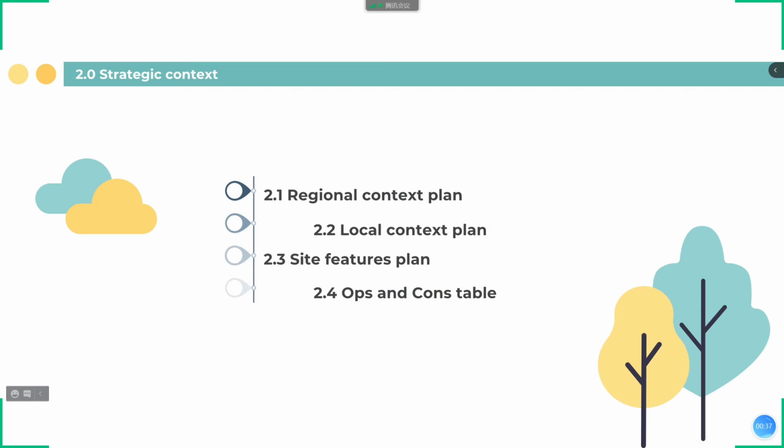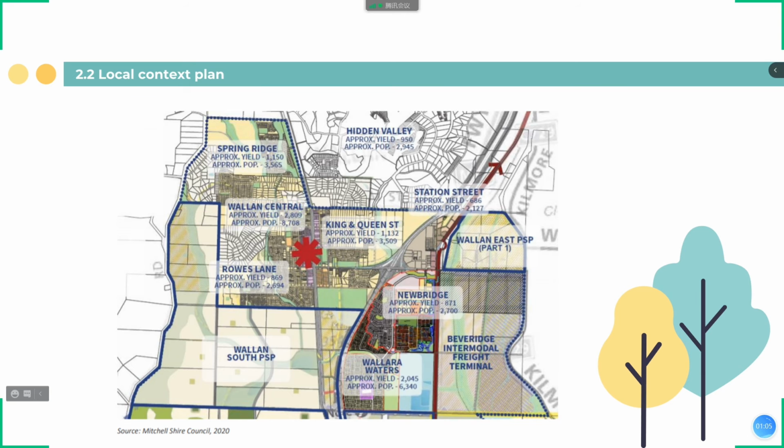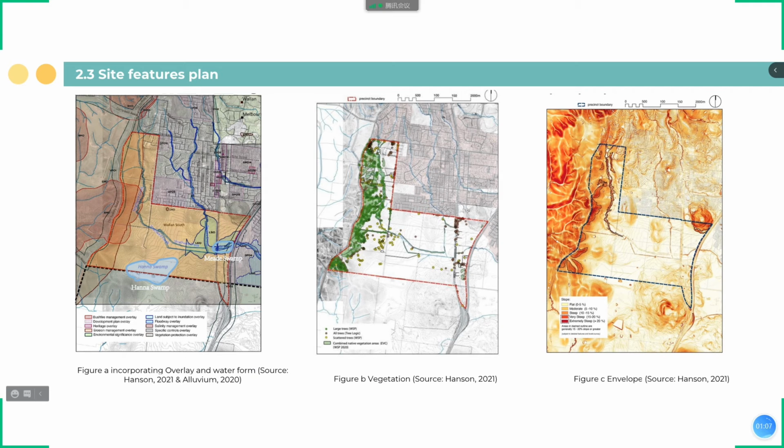In the strategy context, it will include regional context plans, local context plans, site feature plans, and the opportunity and constraints table will be delivered according to this plan information. Wollen was designated as a logical inclusion area and will provide more defined land use priorities and infrastructure planning by Mitchell Shire Council. Here is the local context plan, including the surrounding area.